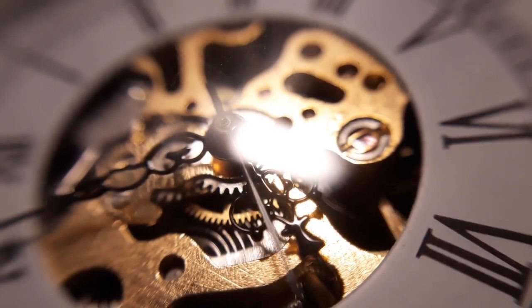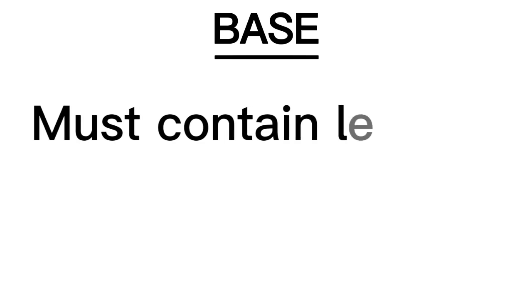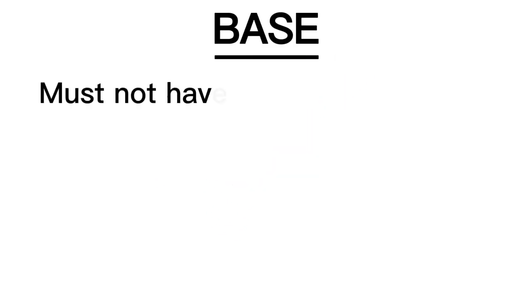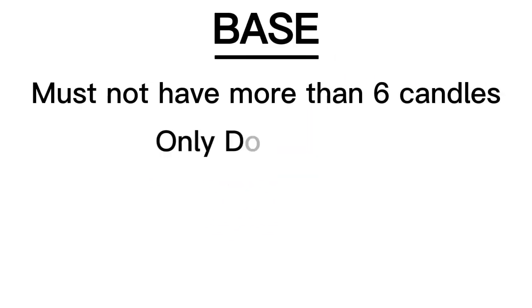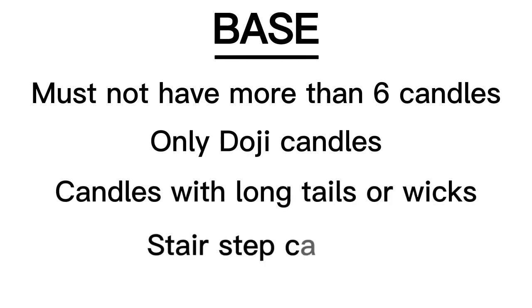The second step will be the base. A base is the point where the price pauses to either reverse or continue the trend. A base must contain less than 6 fully bodied candlesticks because that is considered a strong base. A base must not have more than 6 candlesticks, only doji candles, candlesticks with long tails or wicks, and stair-step candles. The final step would be a fresh zone.